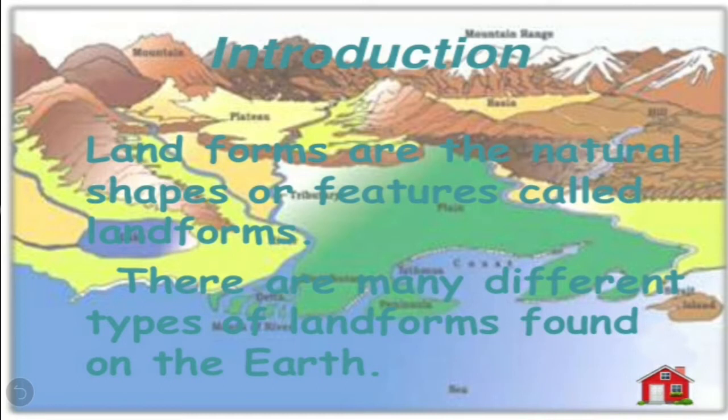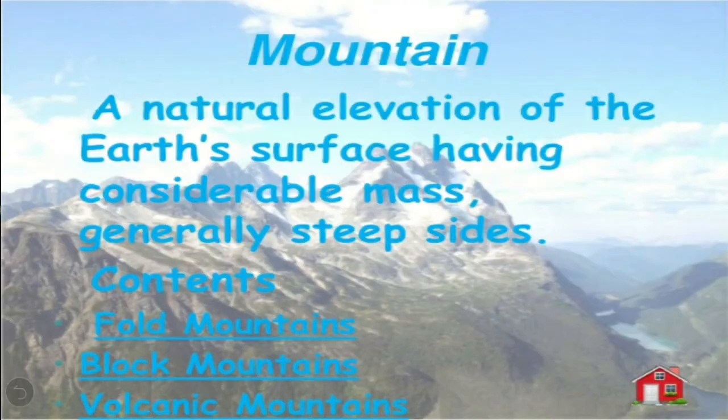There are many different types of landforms found on the earth. First is mountain. So children, what are mountains? A natural elevation of the earth's surface having considerable mass, generally with steep sides, is known as a mountain. There are three different types of mountains: fold mountains, block mountains, and volcanic mountains.